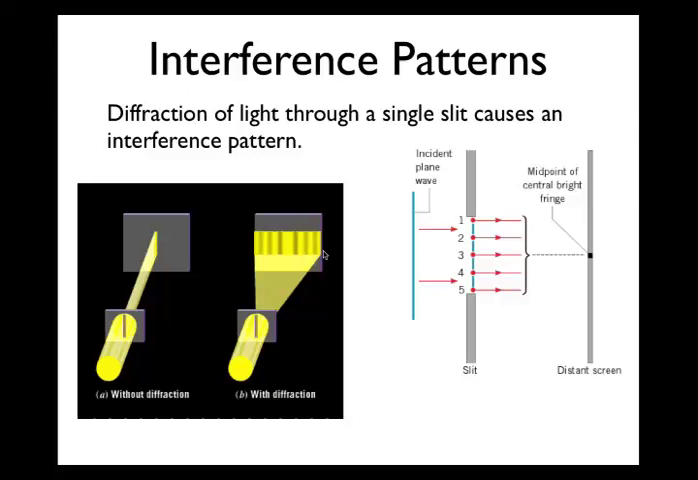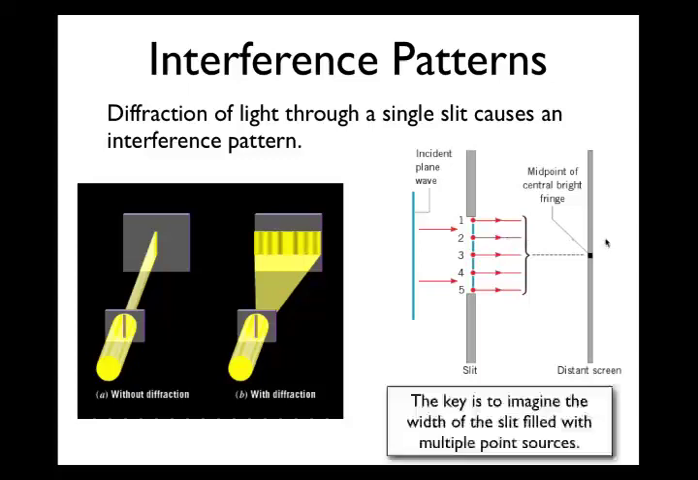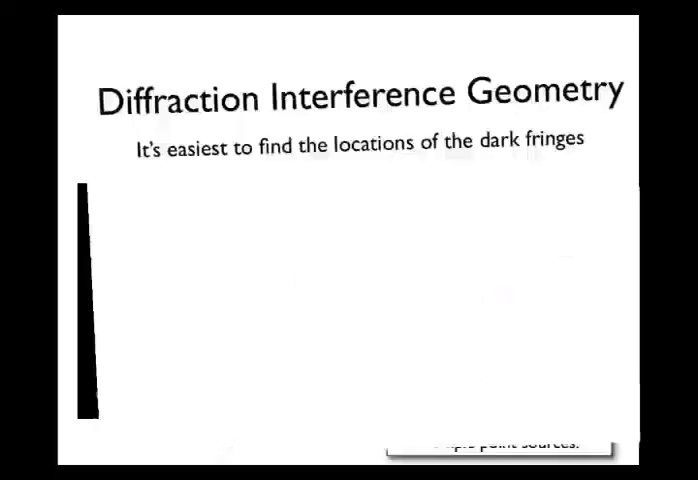Well, the way we make sense of this is to, again, imagine that when the light comes and hits this opening, instead of that opening acting as a single source of light, it's acting as multiple sources of light for many, many different points of light. And then each of those are sending light out traveling toward the screen, and we can look at how those things interfere with one another. So the key to all of this is to imagine that any opening is filled with multiple sources of whatever kind of wave you're thinking about. In this particular situation, that would be light waves.